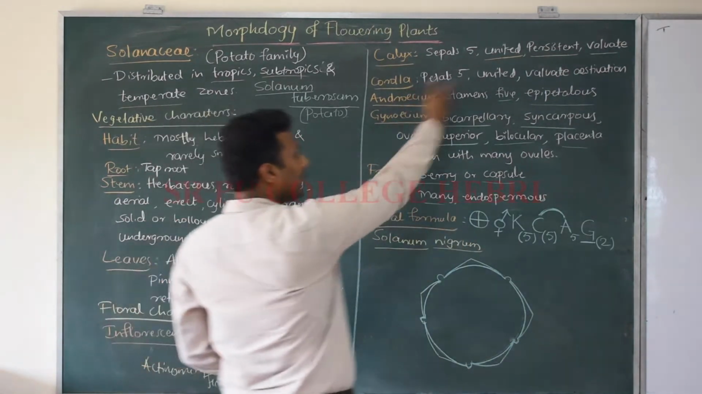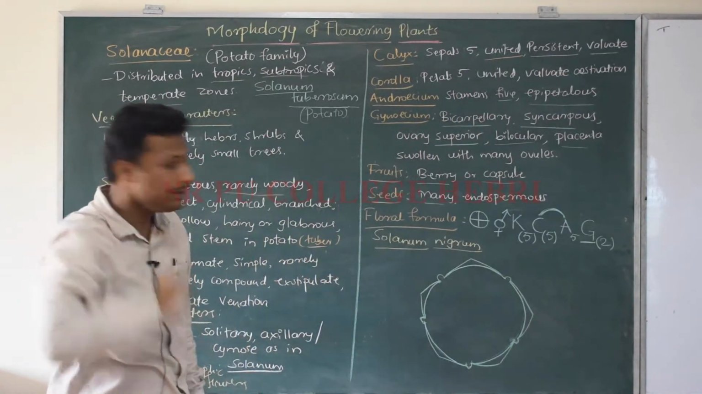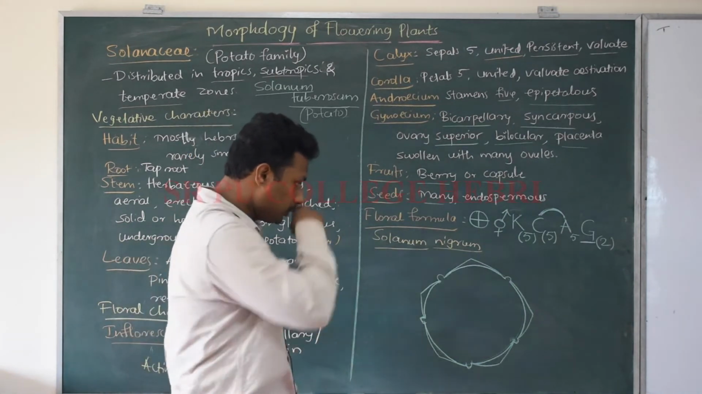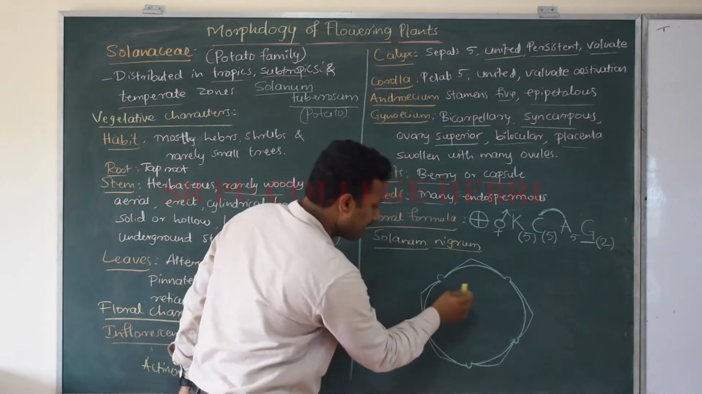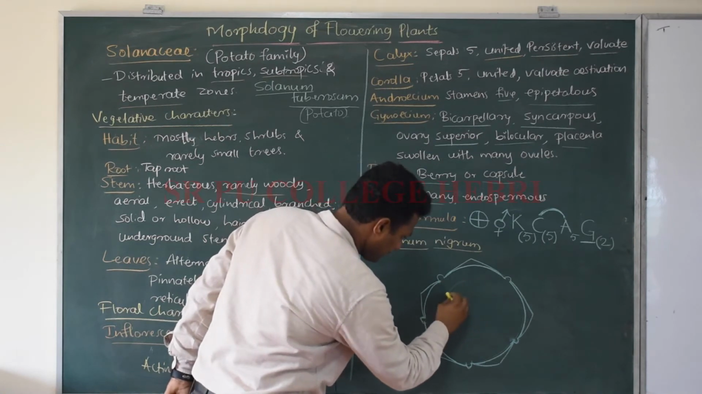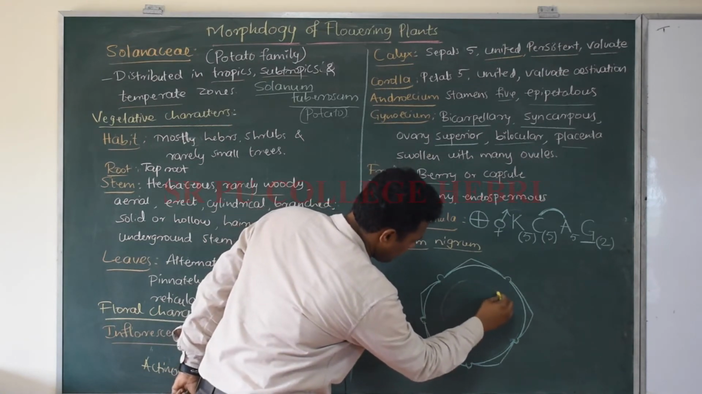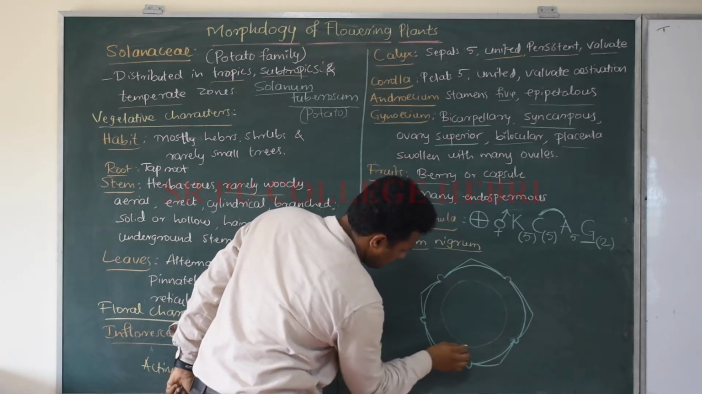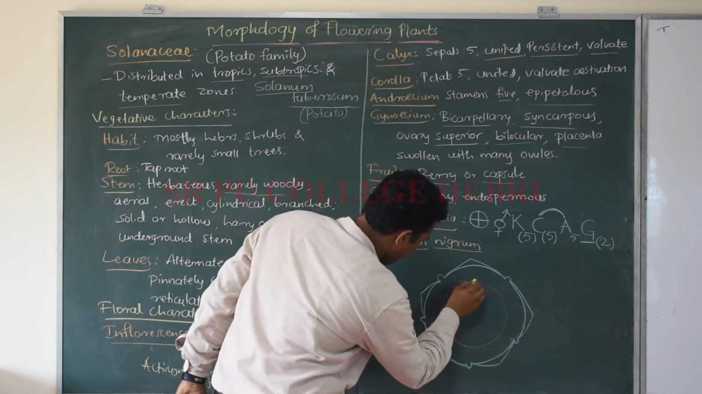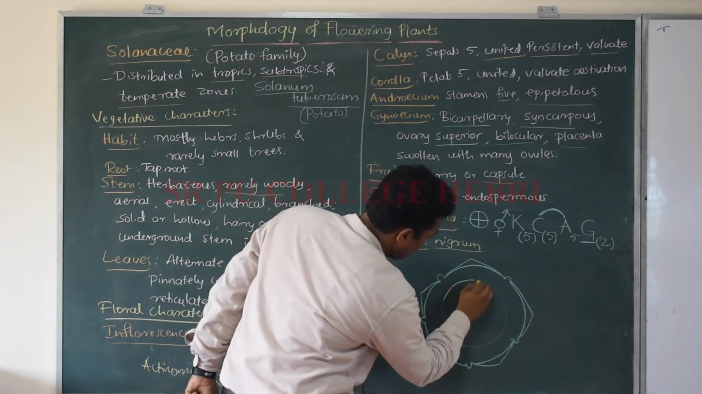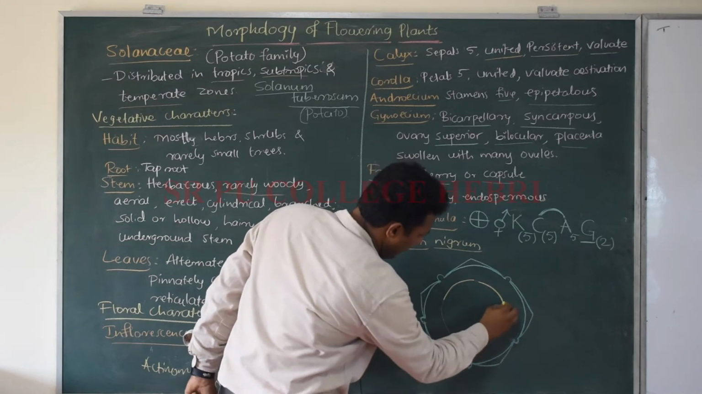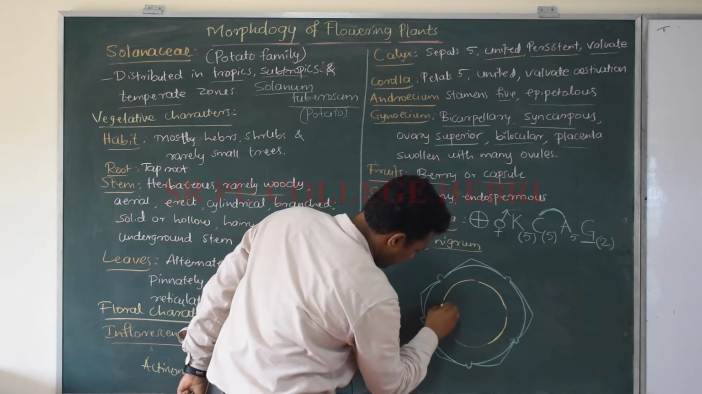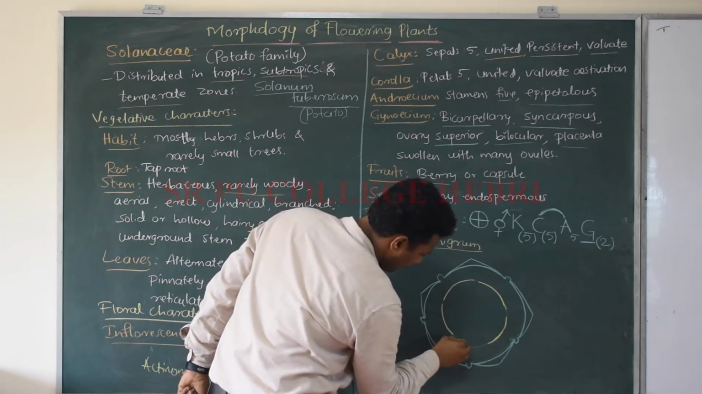And now corolla, how many are there? 5. They are all fused and they also have got valvate estivation. And you remember, you should draw one petal in between the 2 sepals. Okay, see, I'm going to draw one petal here. One petal here in between these 2, and in between these 2 one more petal here, and here one more, here.